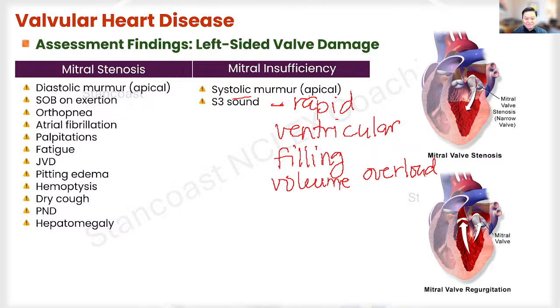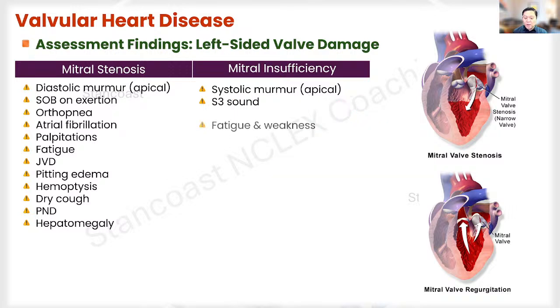the left ventricle. Now, another manifestation here is the fatigue and weakness. Why are these showing up? Fatigue and weakness, and this is because of the decreased forward cardiac output. Okay, decreased CO, caused by that regurgitation as well.